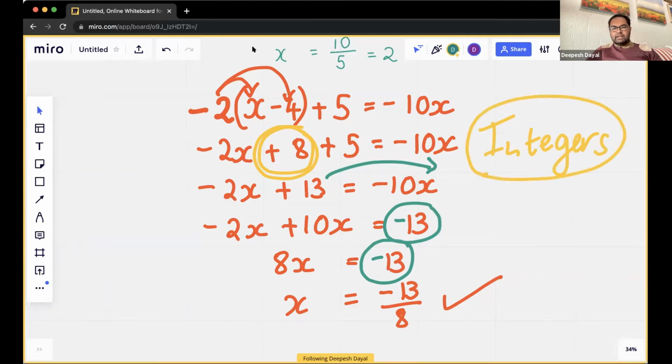You need to pay careful attention to integers. Other than that, everything is perfect here. Let's try another one with a fraction. So I'm going to give you one with a fraction. Let's have a look at that.